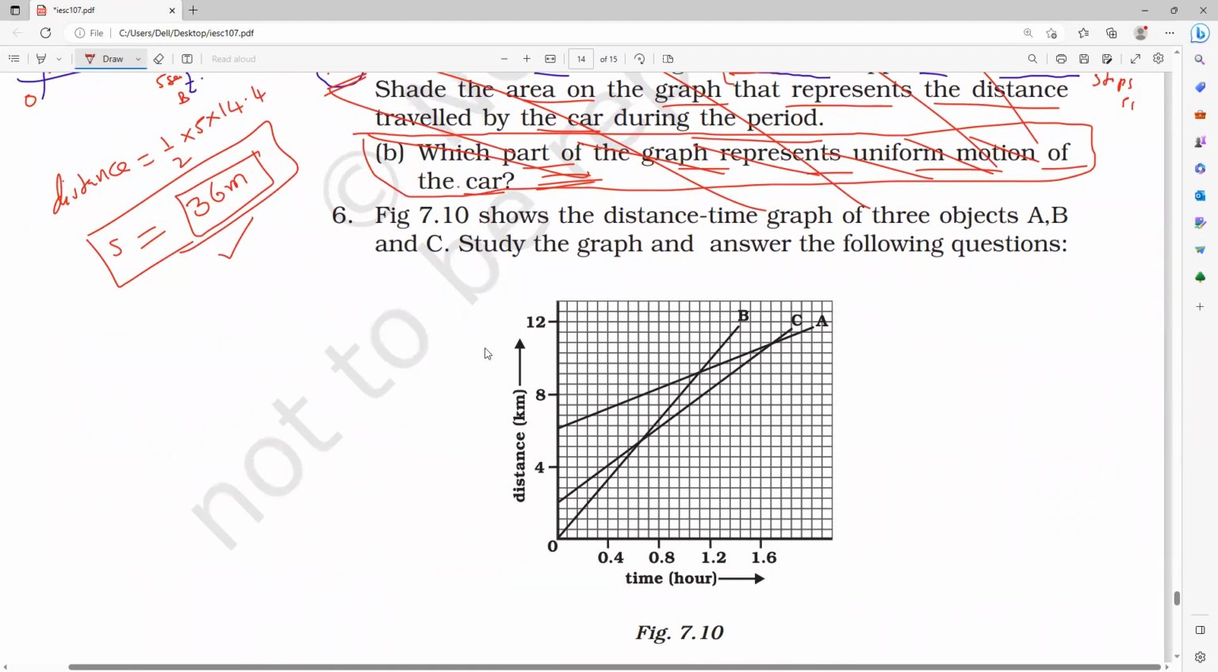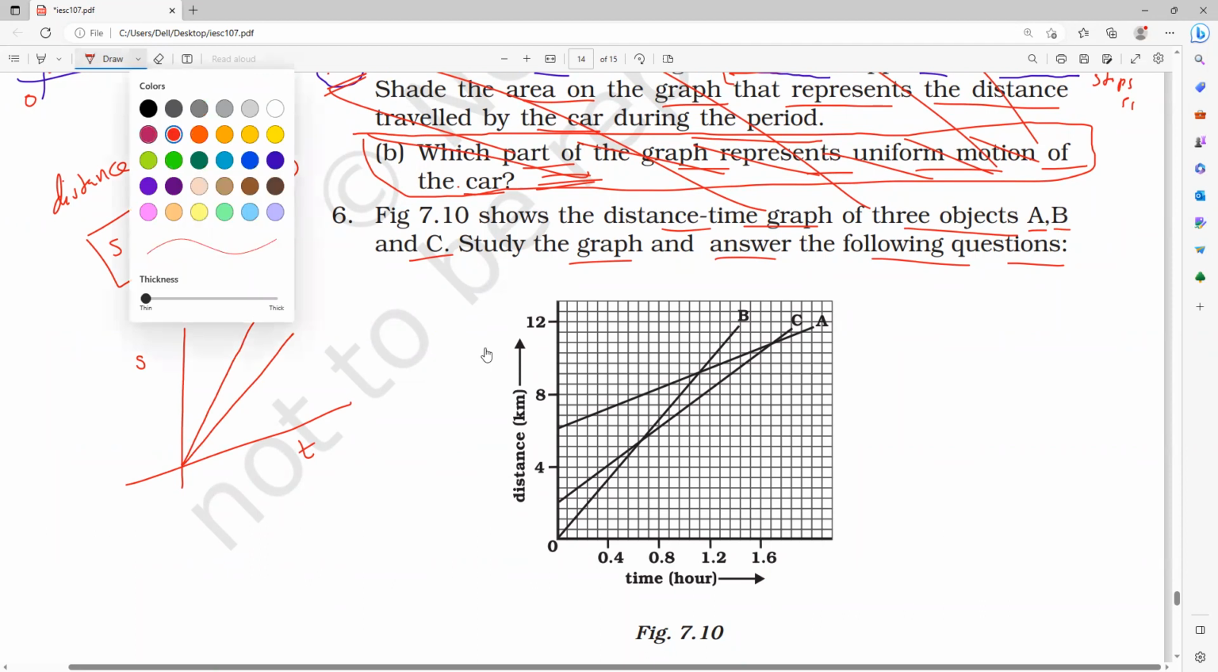This is the figure they are giving. It shows the distance-time graph of three objects A, B, C. Study the graph and answer the following questions. Before going to this question, listen everybody carefully. I am taking time and distance. The first body has this graph, the second body has this graph. Can you tell me whose slope is greater? First body or second body?